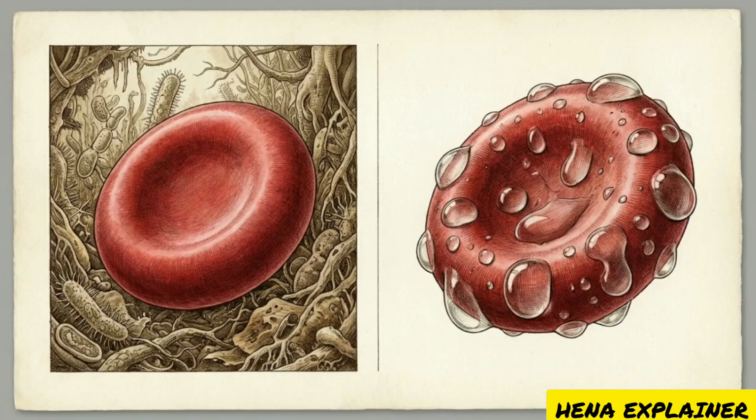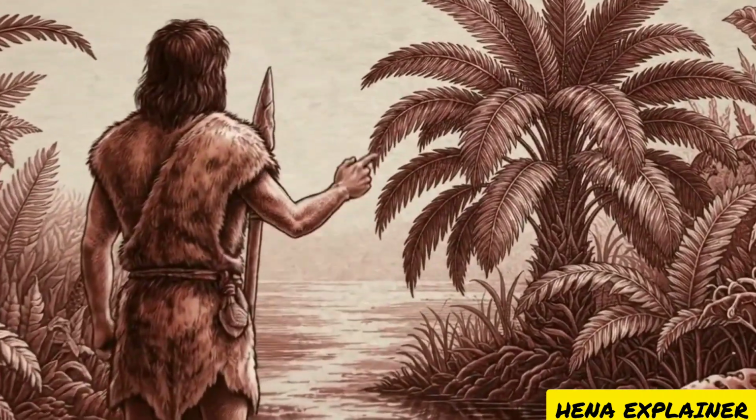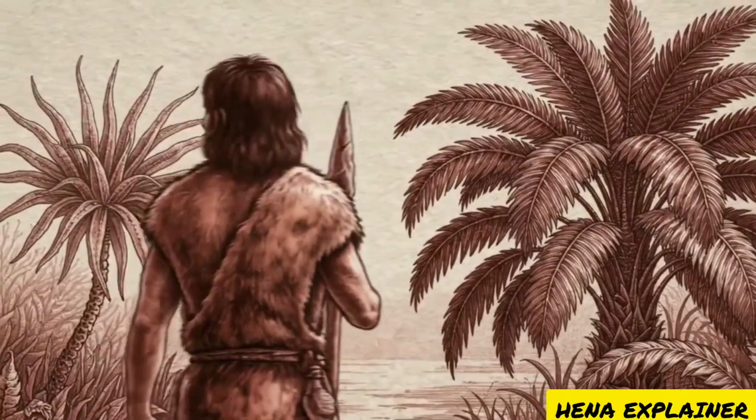So the world's most common blood type is a prehistoric compromise. Our ancestors gave up defenses against severe waterborne illnesses to survive the bloodborne parasites of the ancient wild.